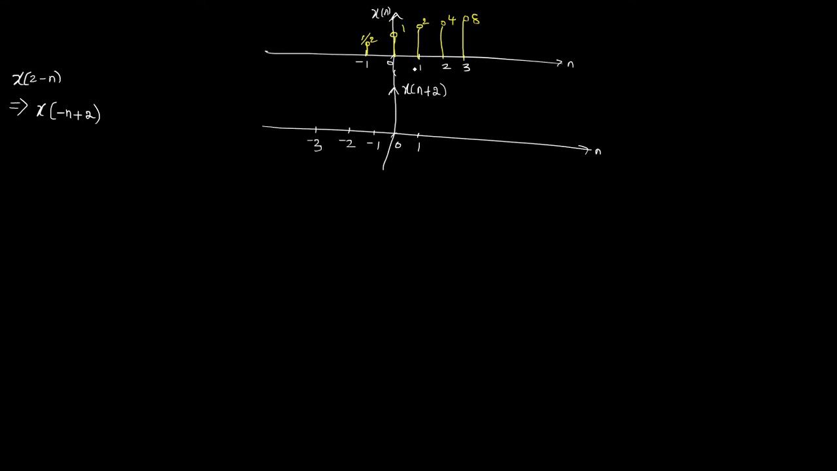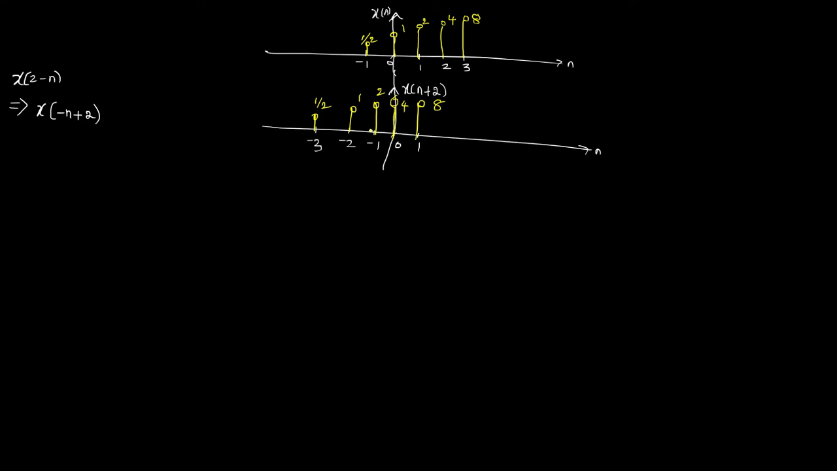Now write the same signal after shifting. Here I have to write 1 by 2, whatever I had on minus 1 will come at minus 3. Here I have to write 1. Now this 2 I have to write here because it's shifted left by 2 units. Whatever was at 2, 4, I have to write at n is equal to 0, amplitude 4. Now at n is equal to 1, whatever you had at n is equal to 3, 8, you have to write here. So this is your x of n plus 2.